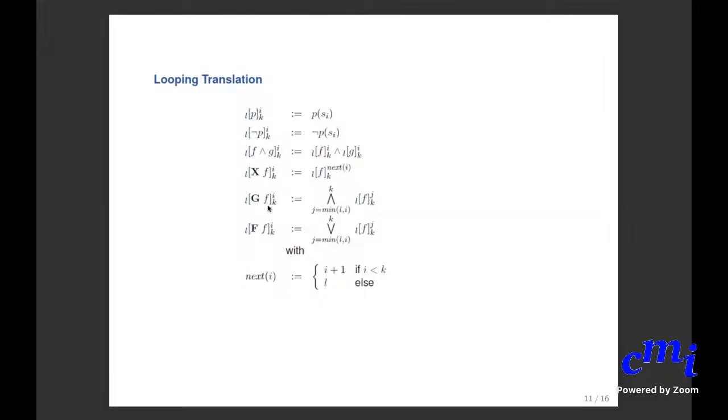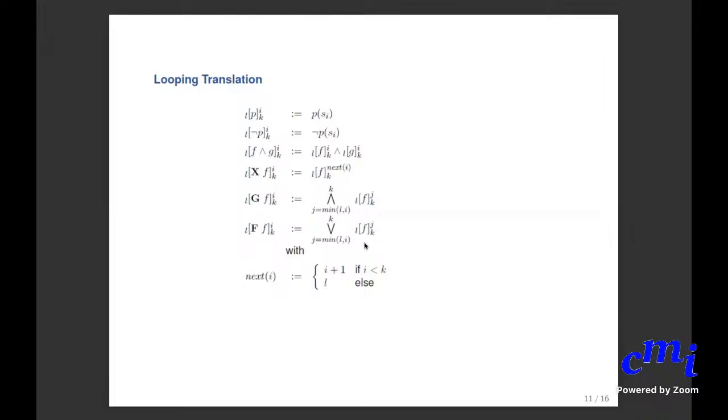So for G F, the translation is a conjunction, since you have to check every position which is a suffix of the k-long path, which is a prefix of the infinite path, starting from the minimum of I and L. So you will once again recursively invoke this operator as many times, starting from the minimum of L and I to K. And in the case of F F, it will be a disjunction.